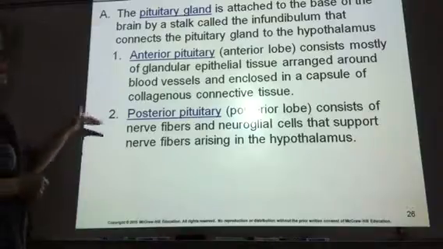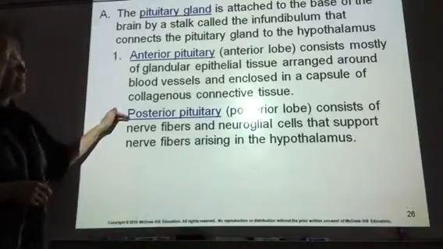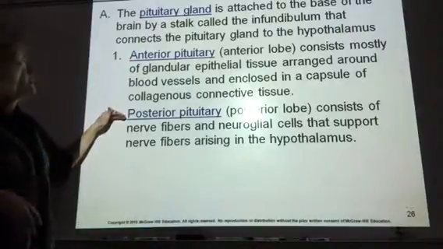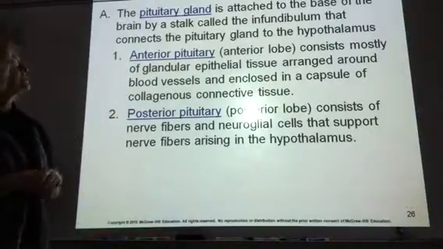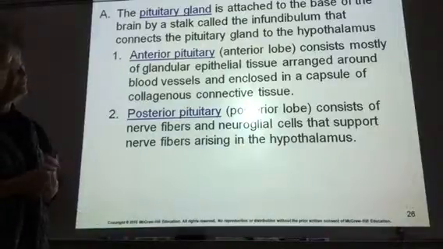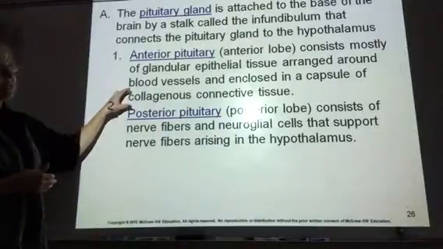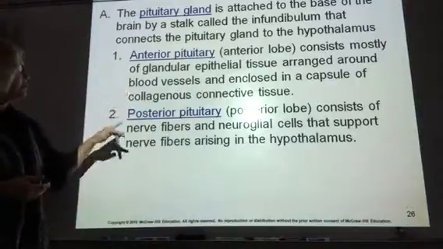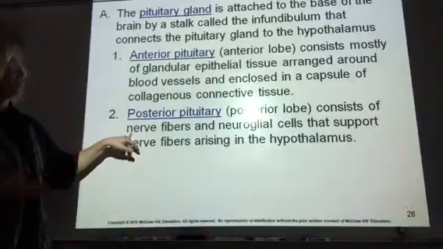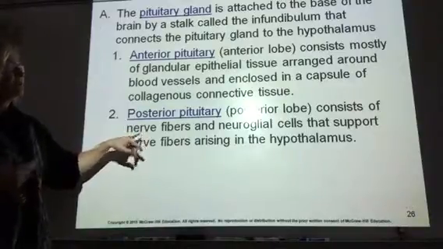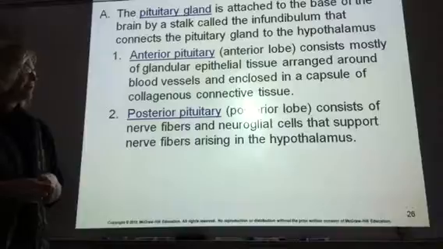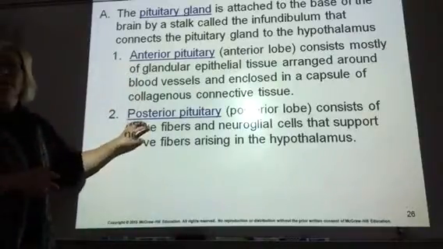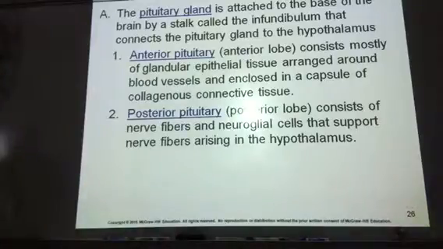There's two parts, the anterior lobe and the posterior lobe, so the front part of the pituitary and the back part of the pituitary. The front consists mostly of glandular epithelial tissue. It's in a capsule of collagenous connective tissue. The back is more nervous tissue, so it's going to have nerve fibers and neuroglial cells that support it. So the front is more epithelial connective, the back is more nervous tissue.